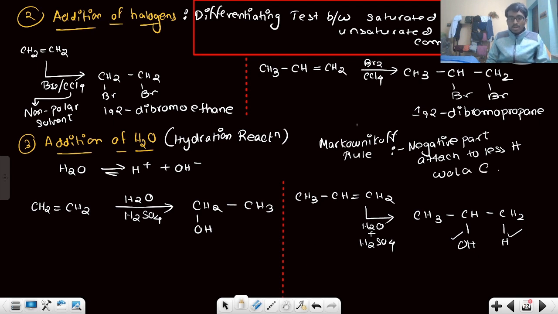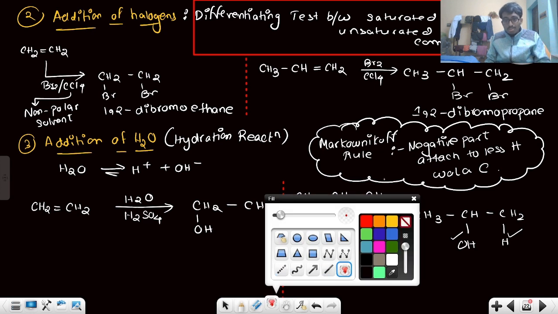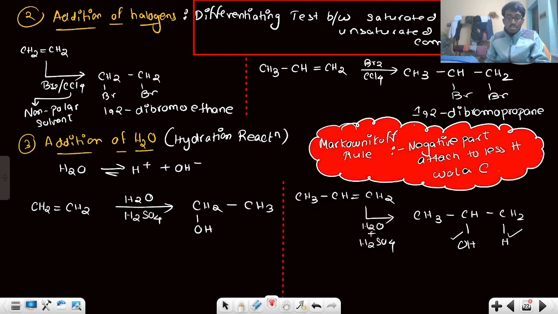Right? Negative part attached to the less hydrogen wala carbon. Recalling Markovnikov rule, and anti-Markovnikov is just ulta, where there is more hydrogen attached to that, and that is taking place in case of HBr and H2O2. Clear or not clear? Markovnikov rule, negative part attached to the less hydrogen wala carbon, right? That I have told you in the GOC lecture. So if you have not understood, please go and watch the lecture.